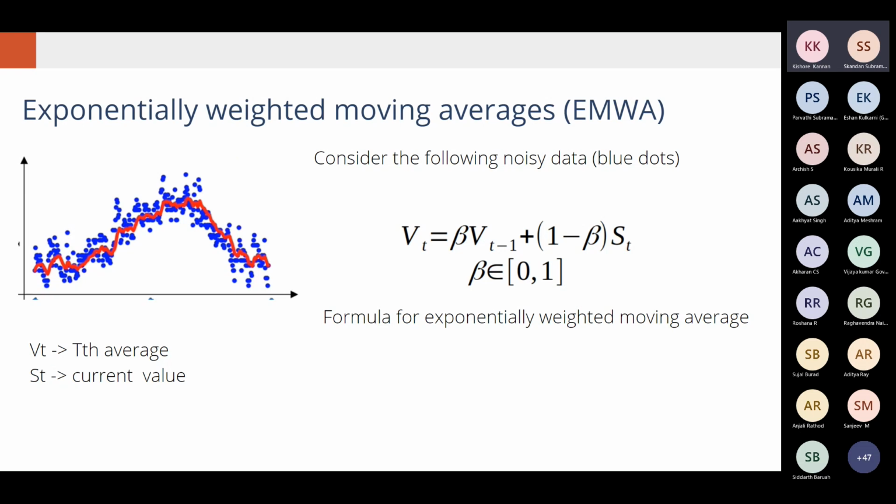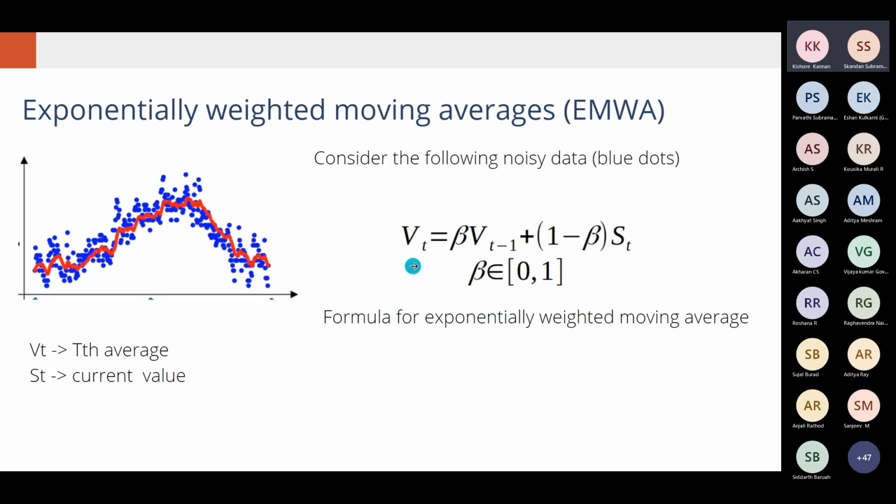Okay, so consider this graph here. Forget about this red plot for now. We see we have blue dots here. Say there are some 1,000 blue dots, and the exponentially weighted moving average will be given by this formula: Vt equals beta times V(t minus 1) plus (1 minus beta) times St, where beta lies in the range of 0 to 1. This is not intuitive at first, so I'll explain this formula and bring some intuition into it.